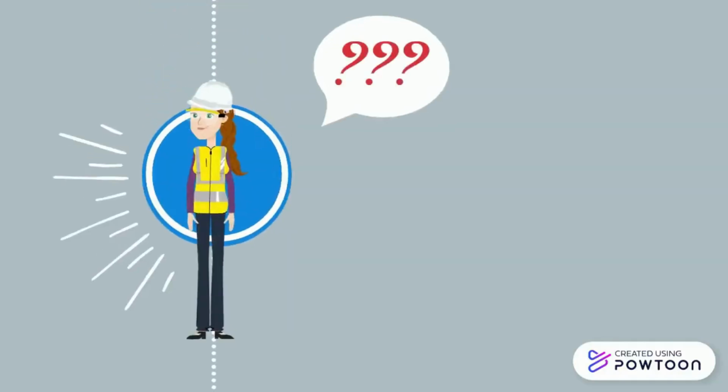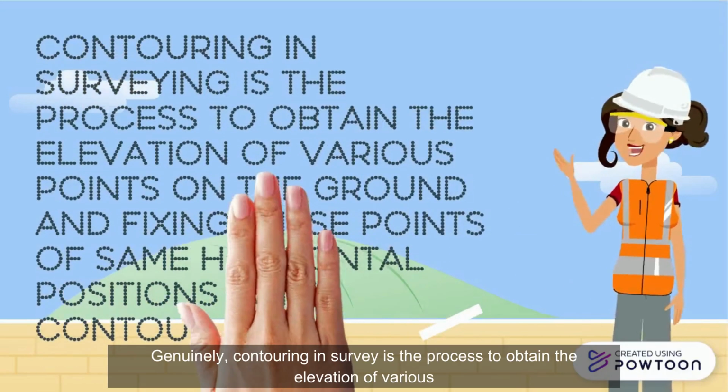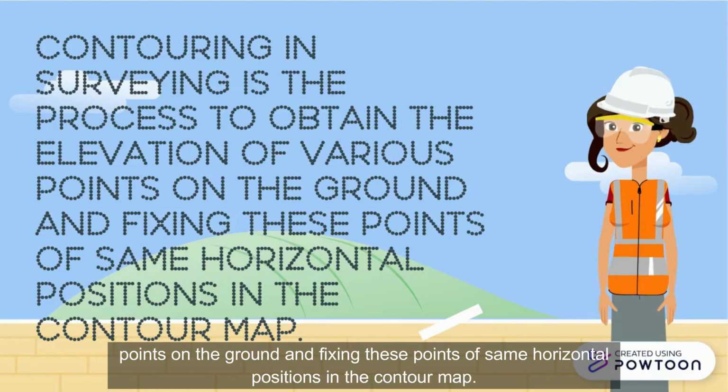So, for the introduction, you must be wondering, what is contouring in survey? Generally, contouring in survey is the process to obtain the elevation of various points on the ground and fixing these points of same horizontal positions in the contour map.